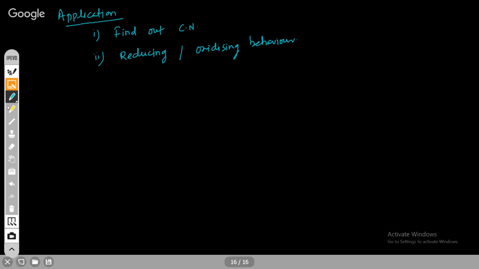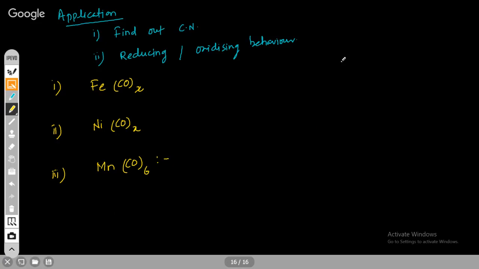So if you have this molecule and I ask you to find the value of X in this. Second one, in this also find the value of X. X is nothing but the coordination number we'll have here. Third one, MnCO6, effective atomic number for this. And the last one for today is VCO6, effective atomic number for the last two.